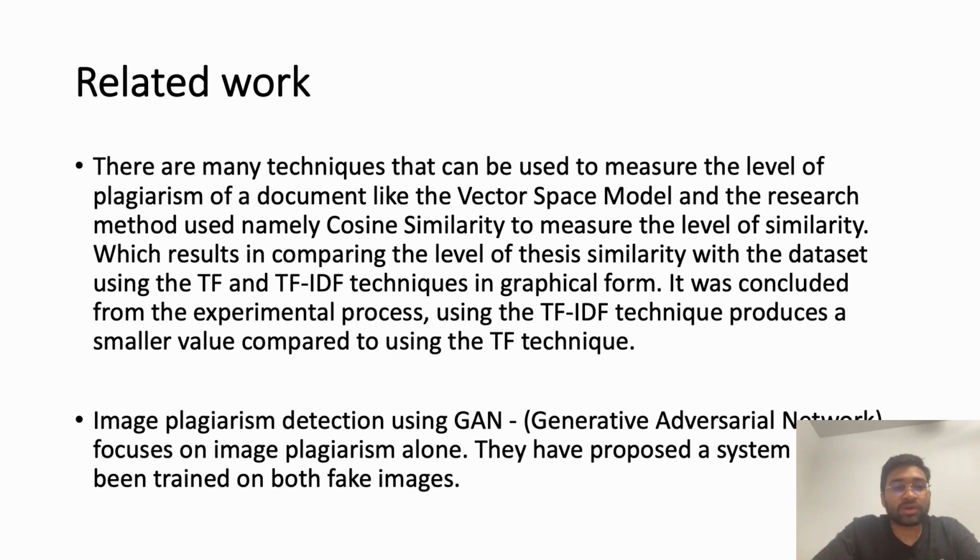Some of the related work. There are many techniques that can be used to measure the level of plagiarism of a document, like the vector space model and the research method used, namely cosine similarity, to measure the level of similarity, which results in comparing the level of thesis similarity with the dataset using the TF and TF-IDF techniques in graphical form. It was concluded from the experimental process that the TF-IDF technique produces a smaller value compared to the TF technique. Image plagiarism detection using GAN, generative adversarial network, focuses on image plagiarism alone. They have a proposed system being trained on both the fake images.